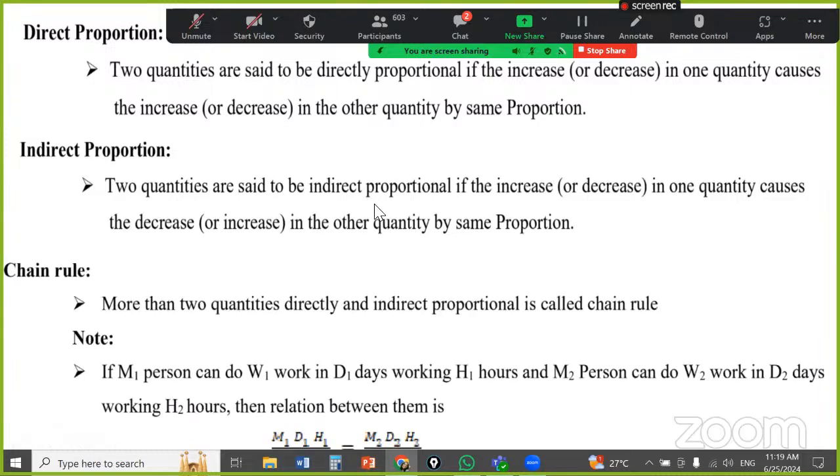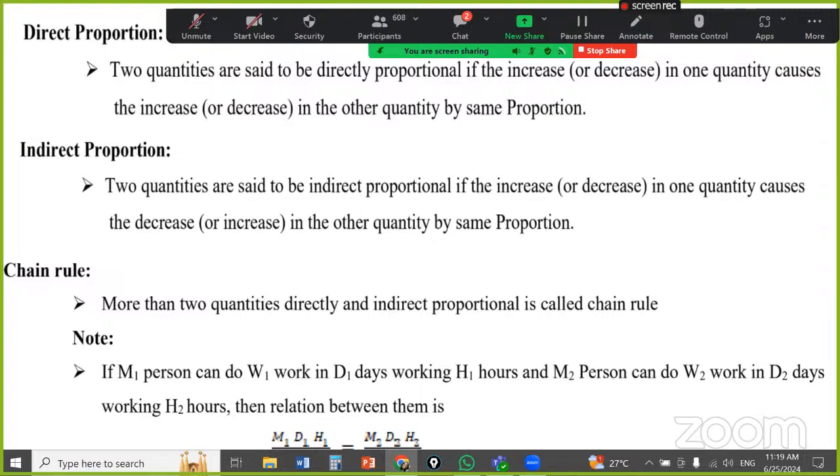So when we have more than two quantities in direct and indirect proportion, some might be direct proportion, some might be indirect, but in the same question you'll be having both direct and indirect, whatever it might be. We'll be using something called the chain rule. The quantities involved are person, work done, days, and hours.